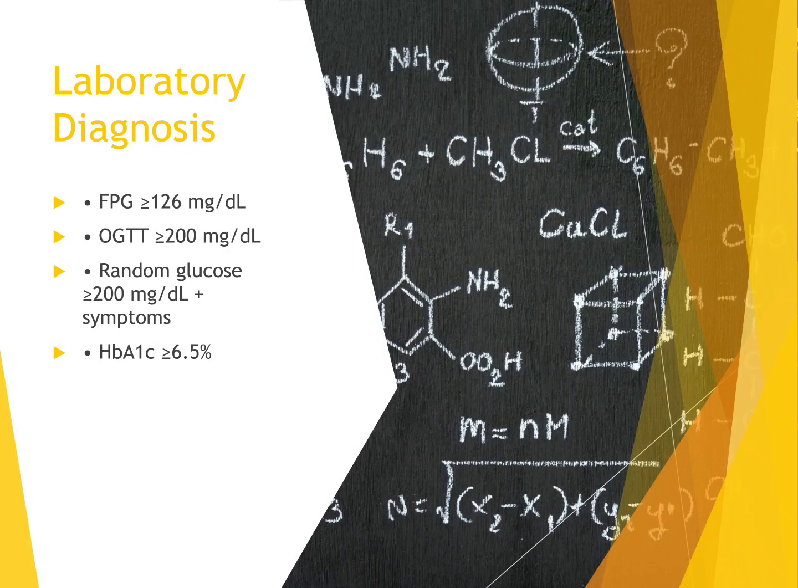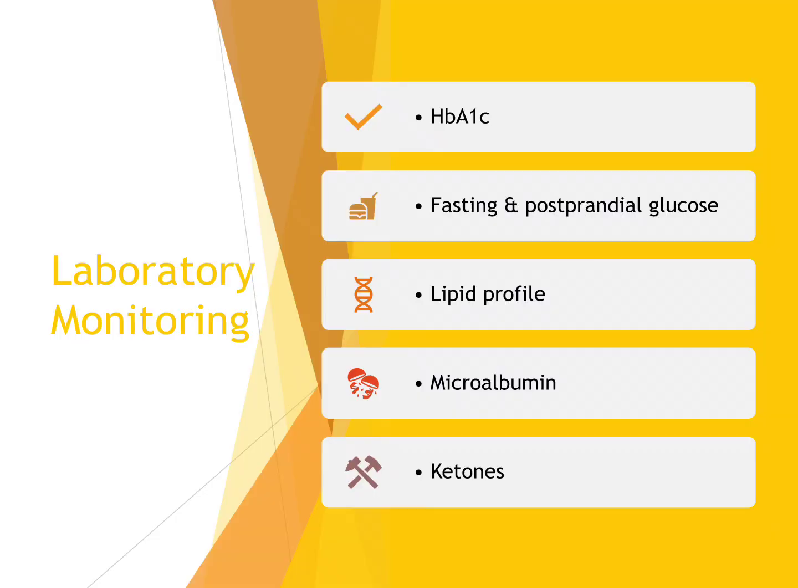Ongoing laboratory monitoring is essential for effective diabetes management. HbA1c is used to assess long-term glycemic control over approximately 3 months. Fasting and postprandial glucose measurements help evaluate daily control. Lipid profiles assess cardiovascular risk, while urine microalbumin detects early diabetic nephropathy. Ketone testing is particularly important in type 1 diabetes to detect diabetic ketoacidosis.